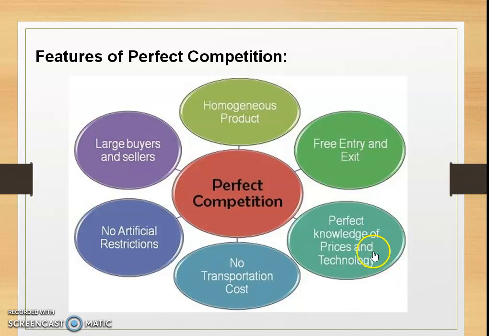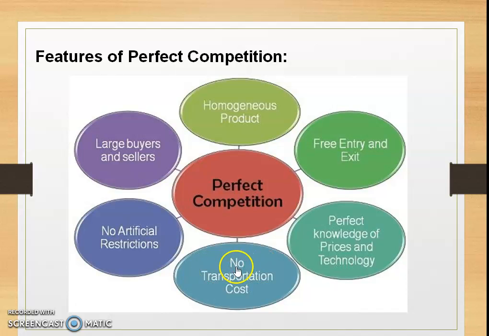Next one, perfect knowledge of prices and technology. This implies that both the buyers and sellers have complete knowledge of the market conditions, such as the prices of the products and the latest technology being used to produce them. Hence, they can buy or sell the products anywhere and anytime they want.